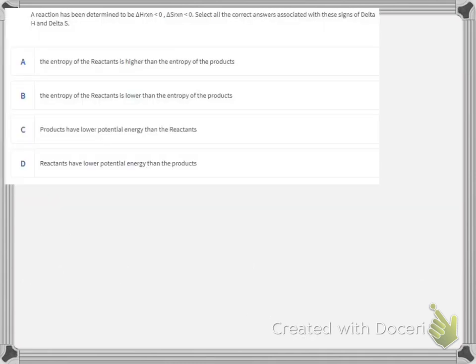All right, so that's it for ions. Those are the questions we asked. And now we're going to ask you about delta H and delta S. So what are the correct answers? There's 2 of them with these signs of change.